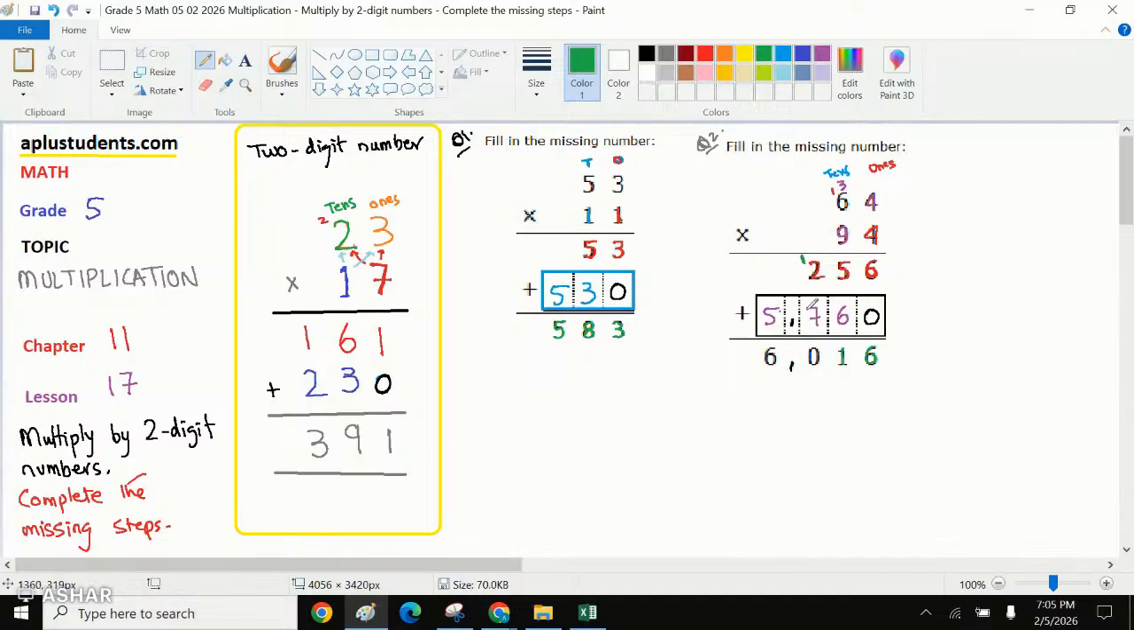That means 1 plus 2 is 3. 3 plus 7 is 10. We carry a 1 over here and this becomes 6,000. So our missing values are 5760. So we have to find these missing values.